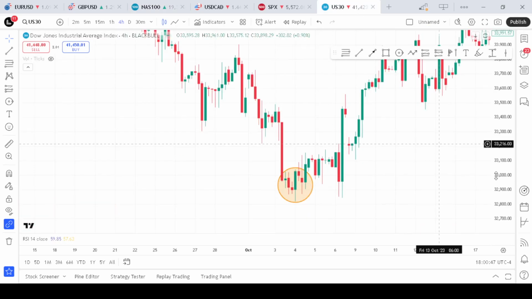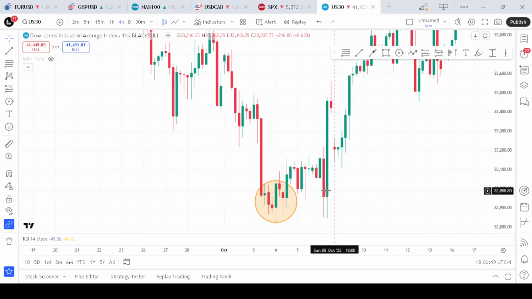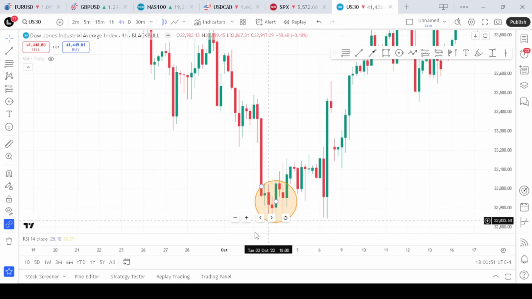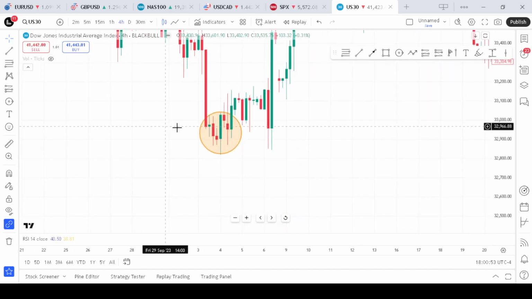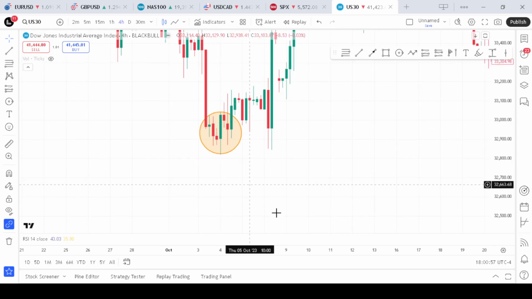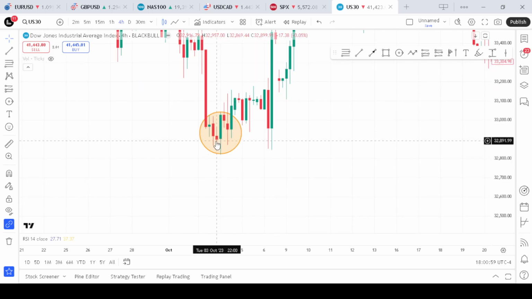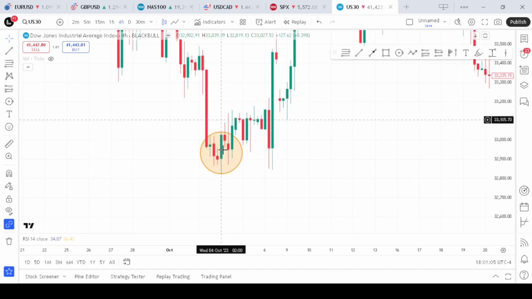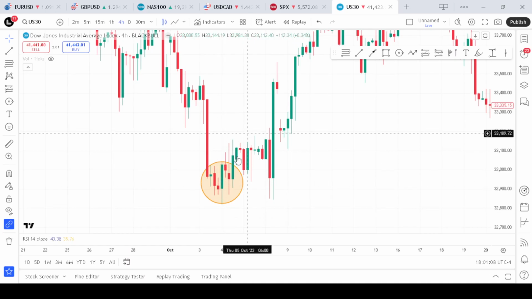Now let's spot this pattern. As we can see on the chart, this is an example of a morning star candle, where we have the bearish candle coming from a prolonged downtrend. Then we see a small indecisive candle. Then we see a bullish engulfing candle, signaling that buyers are coming back into the market.